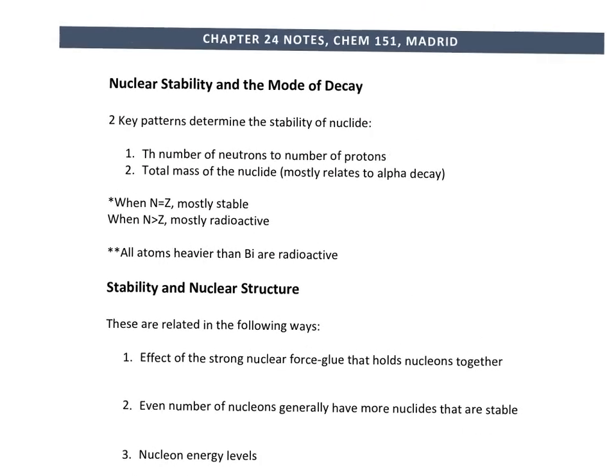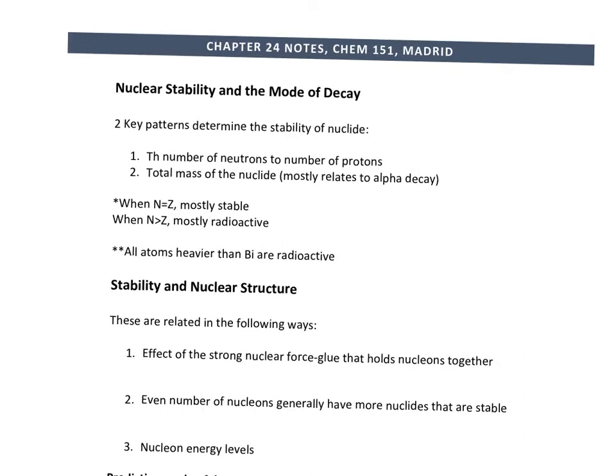Okay, so we're going to use this information to predict stability of certain nuclides. There are key patterns that we're going to use to determine whether a nuclide is stable or unstable. We're going to use first the number of neutrons to number of protons. We're going to look at the ratio of neutrons to protons. We're also going to look at the total mass of the nuclide. Okay, so total mass means the total mass number, the number of protons and neutrons together. That's what we're going to use to determine whether a nuclide is likely to be stable or not.